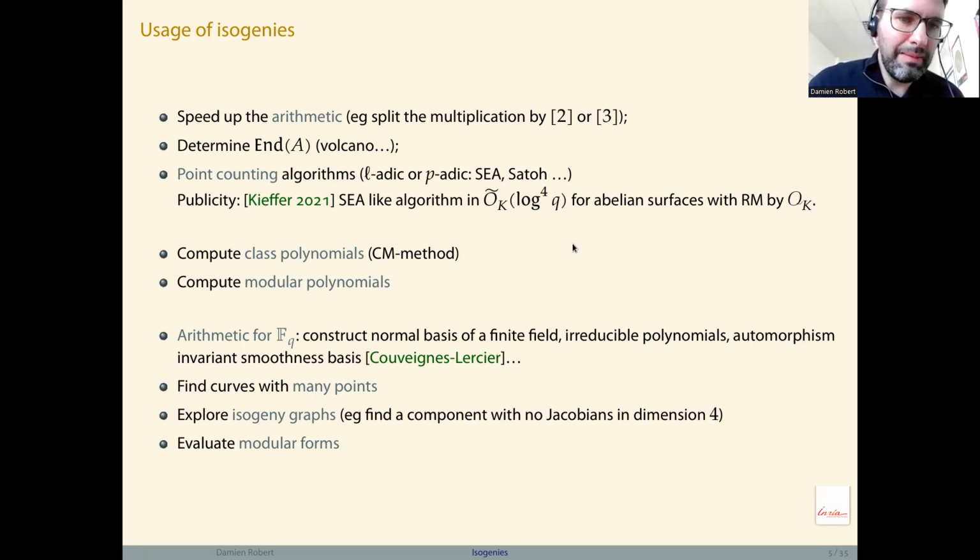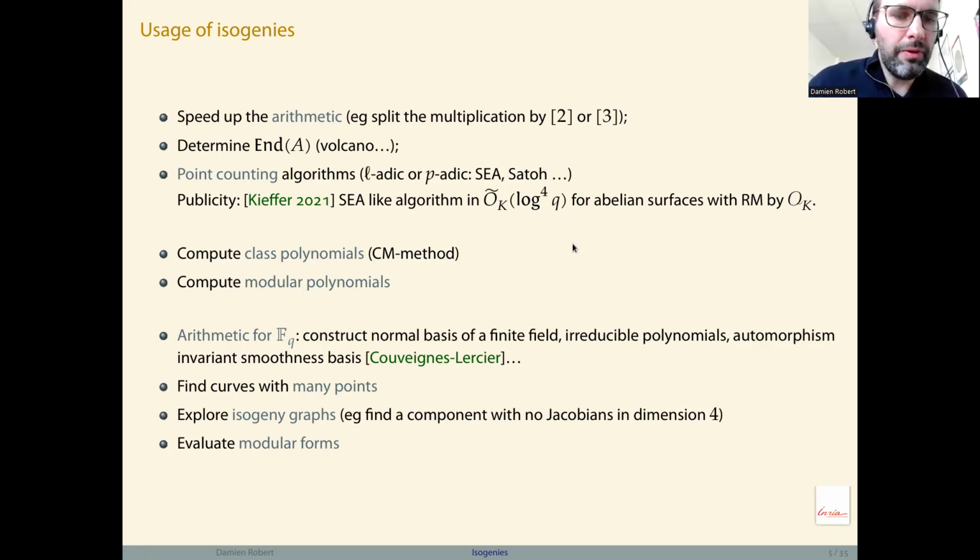A small publicity: my PhD student Kieffer has an SEA-like algorithm in log to the 4 of q, so the same complexity as for elliptic curves, to count points for abelian surfaces with explicit RM. Isogenies are also used to compute class polynomials and modular polynomials. Somewhat surprisingly, they are used to speed up arithmetic for F_q, not for elliptic curves but directly for F_q. Isogenies between elliptic curves are used to find good irreducible polynomials for finite fields. That's work by Couveignes and Lercier.